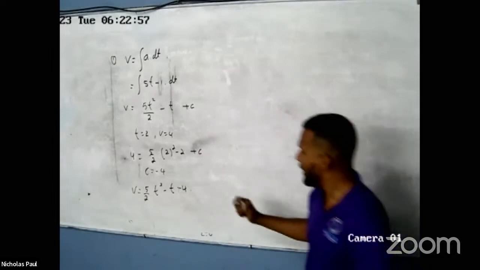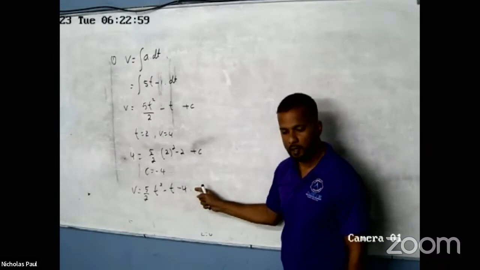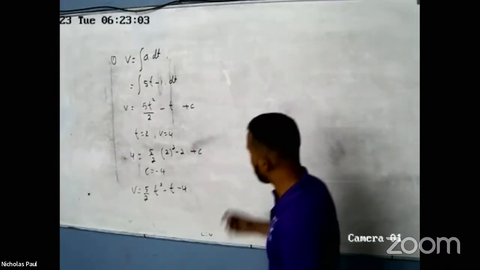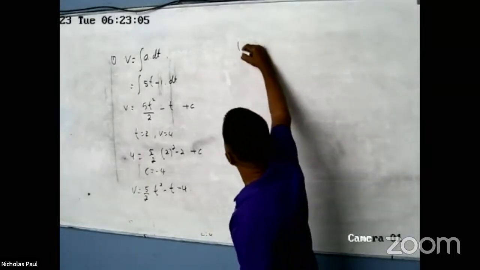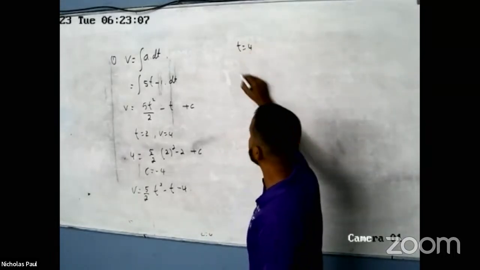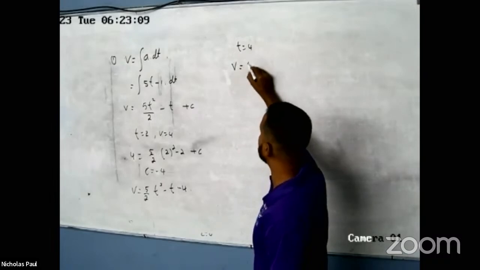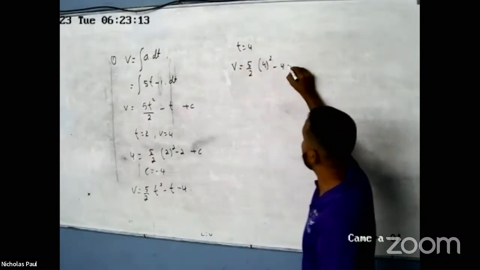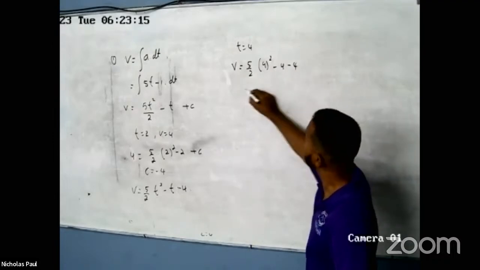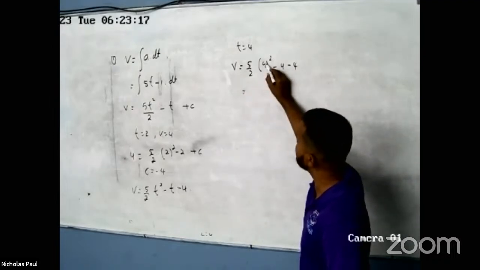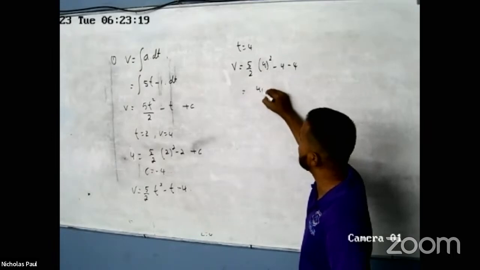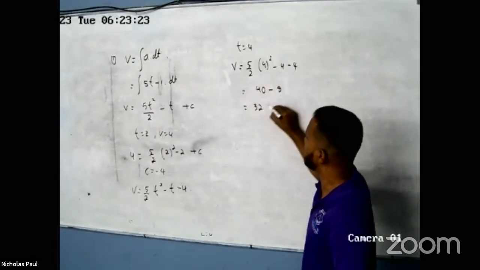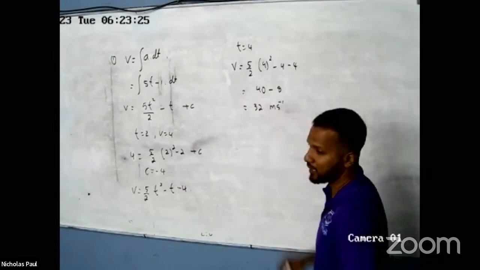So now that we have this, we can go back to the question and see what they ask. They want to find the velocity when t is 4. All we need to do is substitute t as 4, and we'll get v is equal to 512 by 4 squared minus 4 minus 4. 16 into 16 is 8 by 5 is 40 minus 8, which is 32 meters per second.